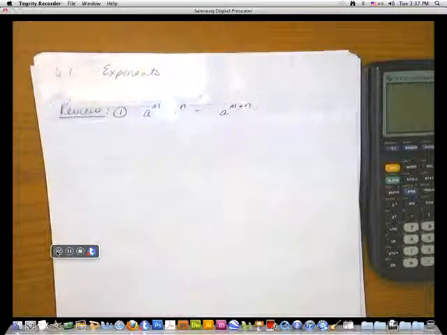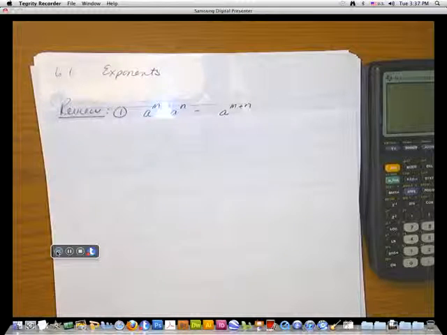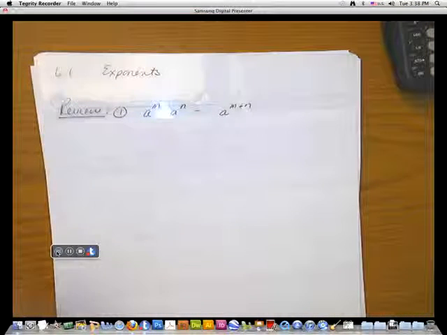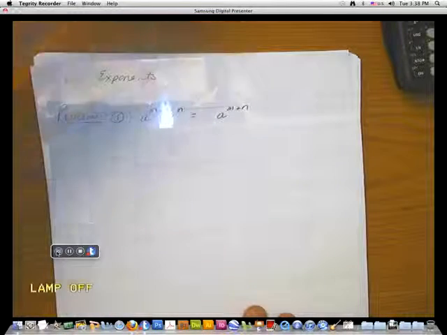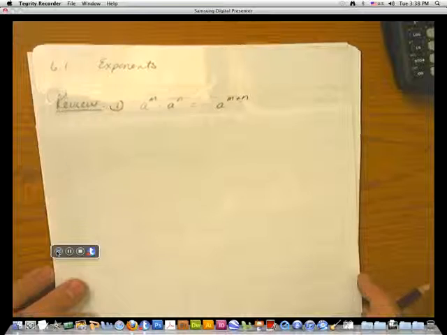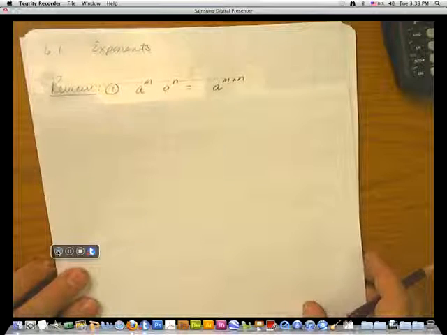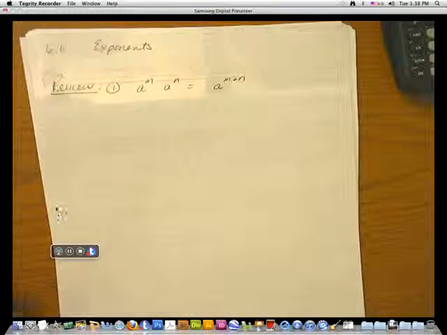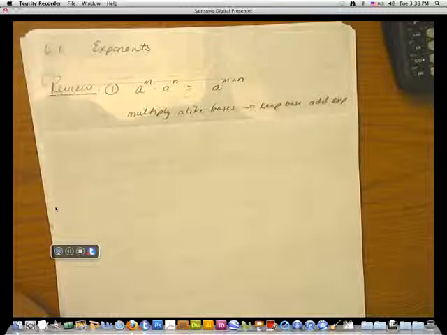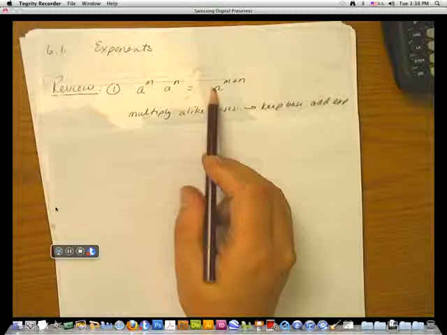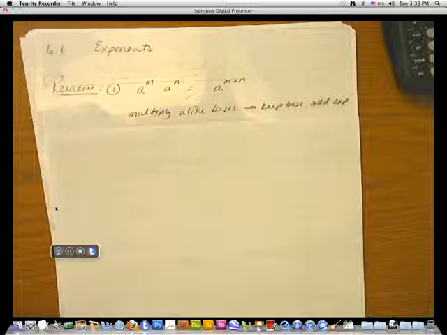All right, 6.1 is all about using our exponents and our exponent rules. Here we have our rule number 1, and rule number 1 says when we have like bases that we are multiplying, we keep the base and add the exponents. Keep the base, add the exponents.